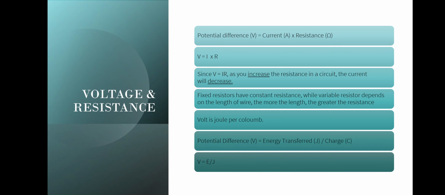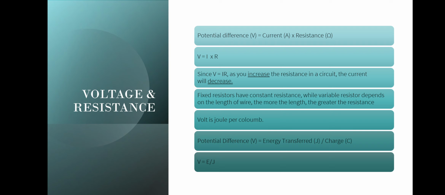Next up we have voltage and resistance. Now potential difference, which is voltage, is equal to current times resistance. So you need to remember this formula, V is equal to I times R. Since V is equal to IR, as you increase the resistance in a circuit, the current will decrease. There is an inversely proportional relationship between resistance and current, whereas if you increase current, the voltage will also increase. There is a directly proportional relationship between current and voltage, but an inversely proportional relationship between resistance and current.